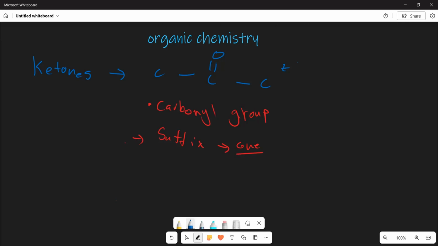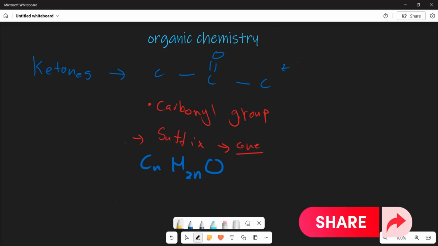And now the general formula for this is going to be given by C, n, H2n, bonded with an O, right? Basically, that is going to be your ketones. And that is one thing that we are going to be taking out from this particular thing.